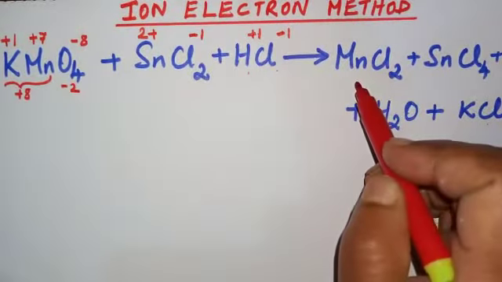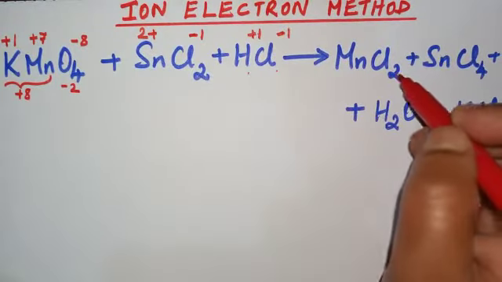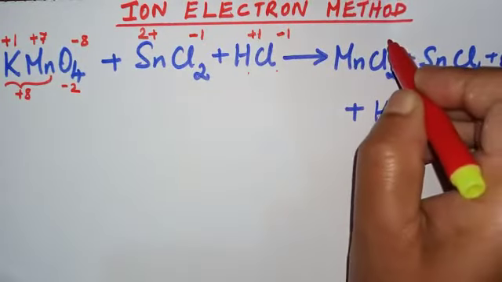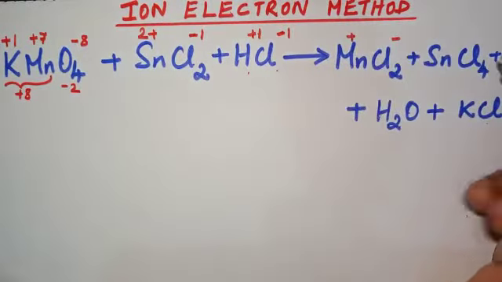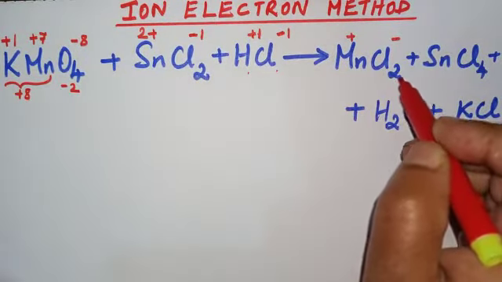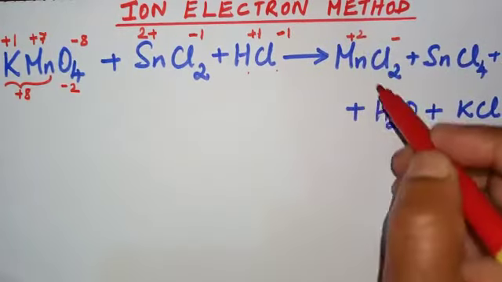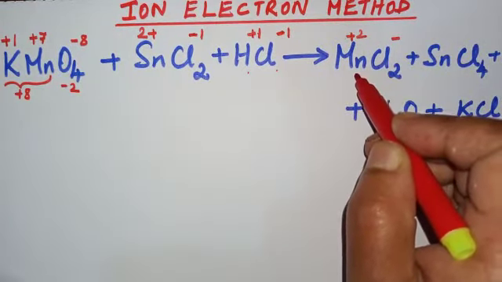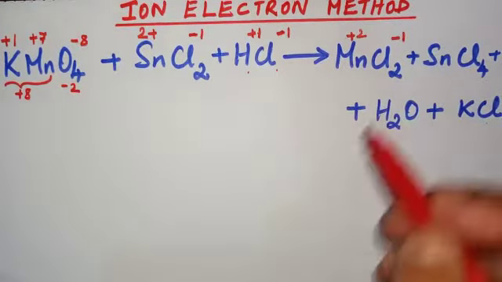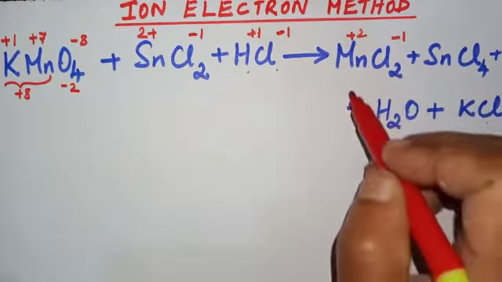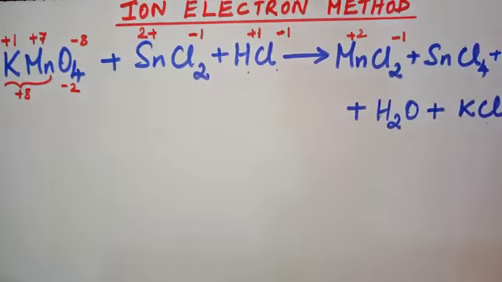Fine. Now let us look into MnCl2. Here also I'll give a minus sign for chlorine and a plus sign for manganese. Now here 2 chlorine atoms are there, so this 2 I put here, and only 1 manganese atom is here, so I give 1 here. So the chlorine oxidation number is -1 and for manganese it is +2.